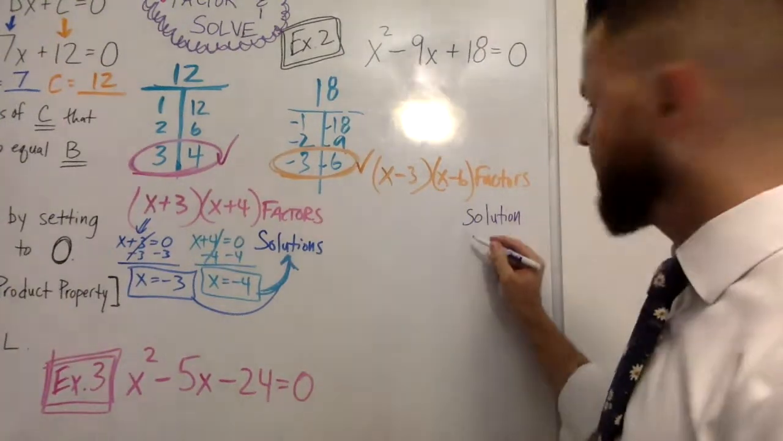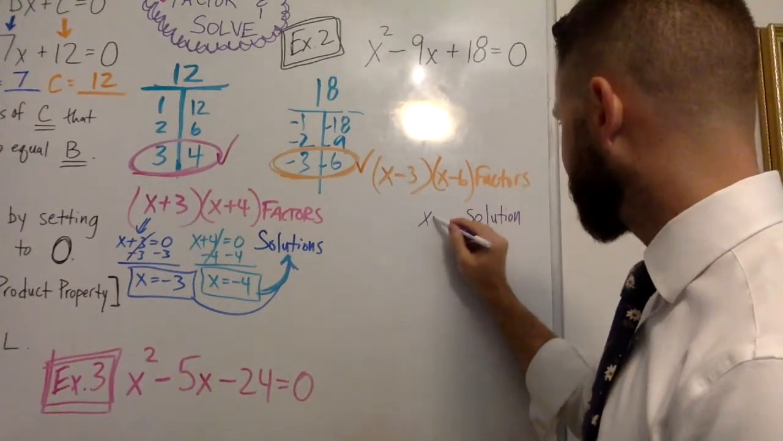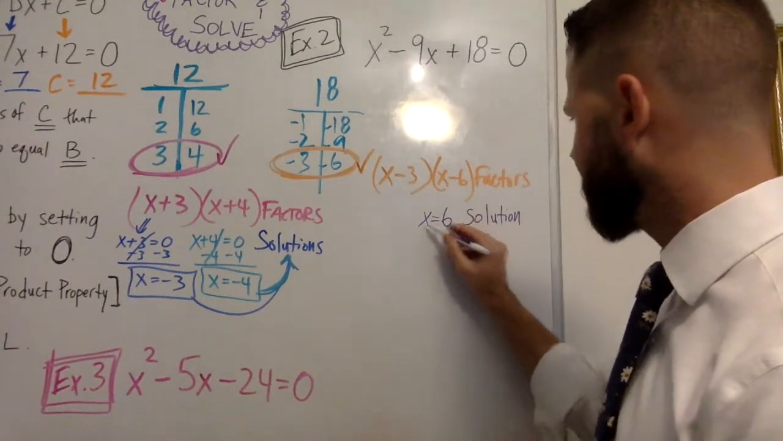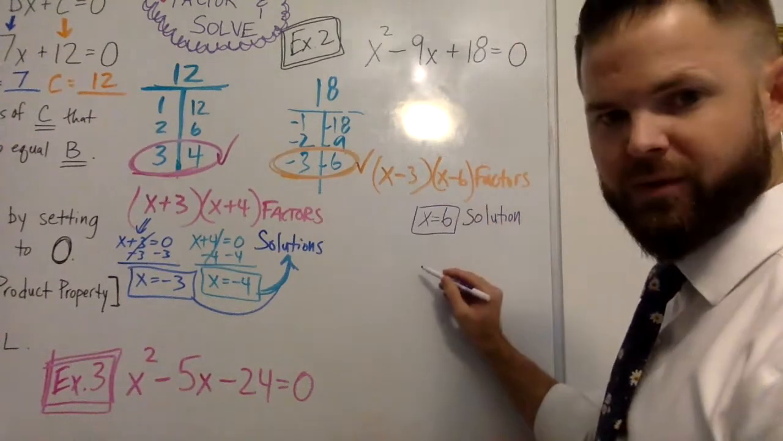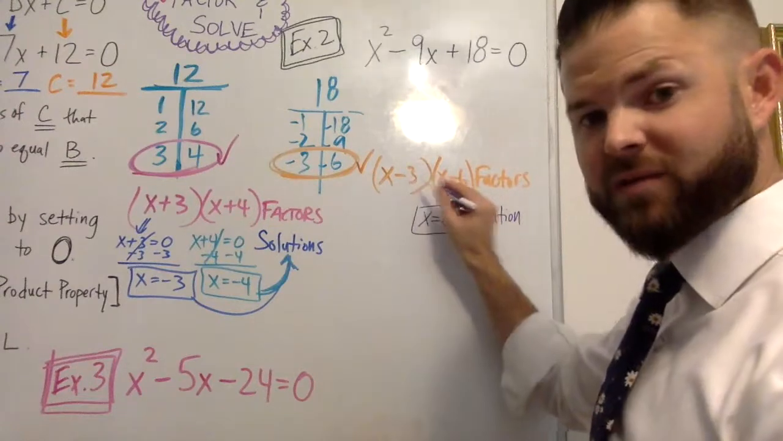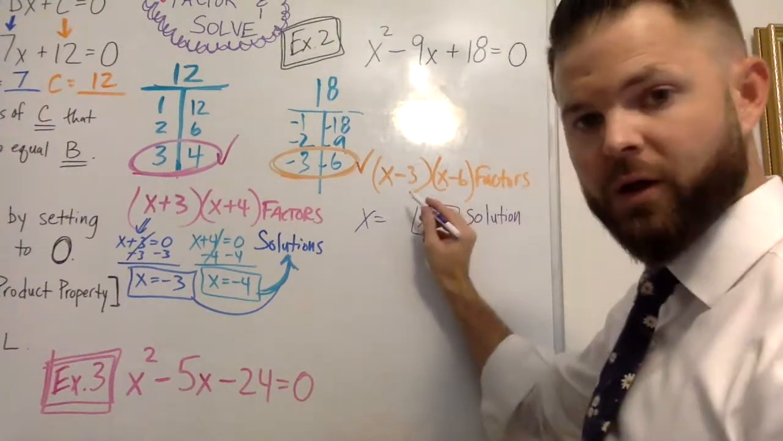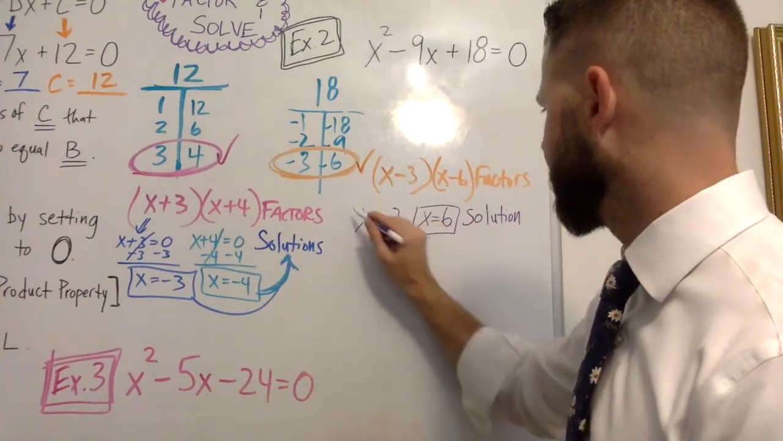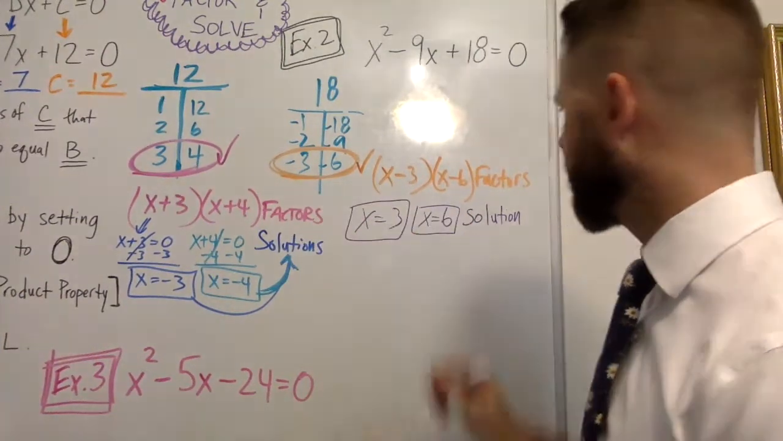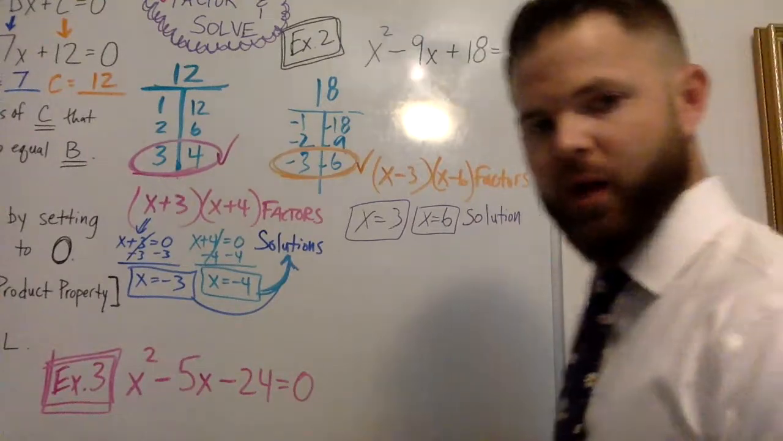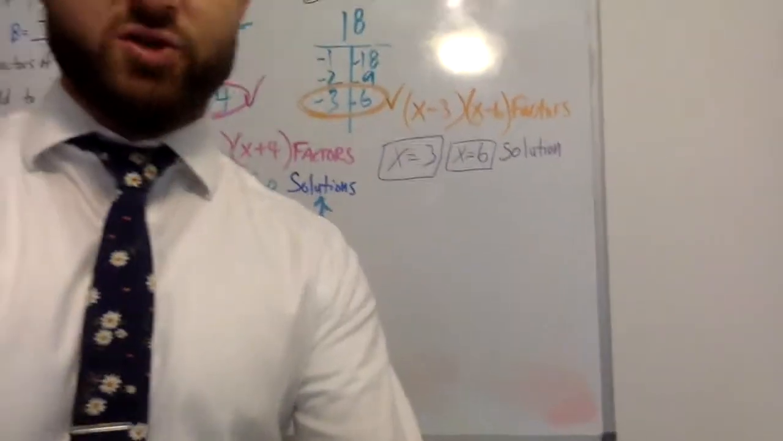So check it out. If that's an x - 6, the solution is x equals +6. If that's an x - 3 in the parentheses from my factor, then my solution is x equals +3. Excellent. All right, we got one more. I'm going to fly through this one. I think you're getting the gist of these.